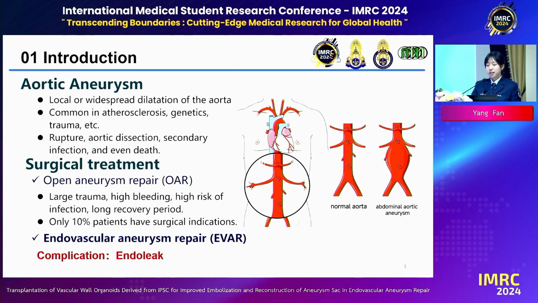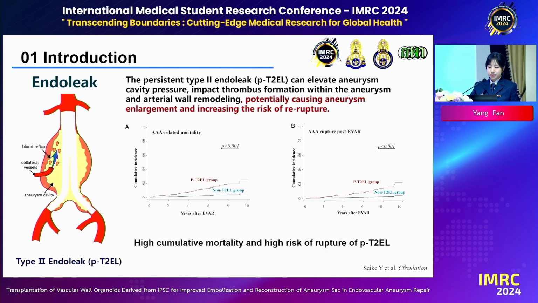Our study focuses on aortic aneurysms, a condition marked by the aorta's local dilation, often due to atherosclerosis, posing a significant risk of rupture. Current treatments include the open aortic repair, that is OAR, and endovascular aneurysm repair, that is EVAR. However, OAR is highly invasive, while EVAR has the complications of endoleaks, both of which have their drawbacks.